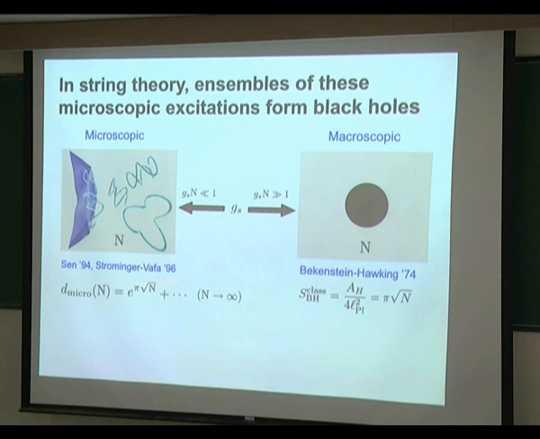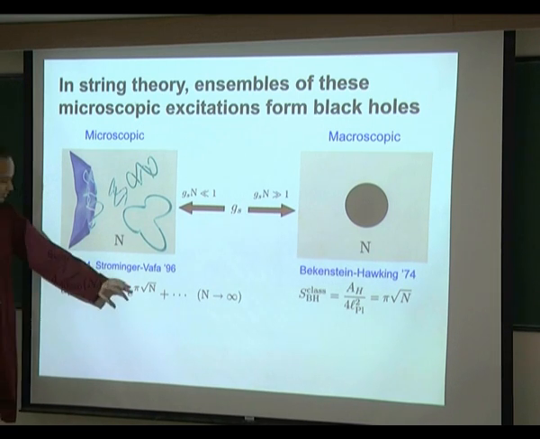So this was done in the mid 90s by Sen and Strominger and Vafa in an example with D-branes, and one finds indeed that the log of the microscopic degeneracy is equal to the thermodynamic entropy. Again, I'm glossing over a few points, but that's roughly the spirit. But the point is now one can do much better.